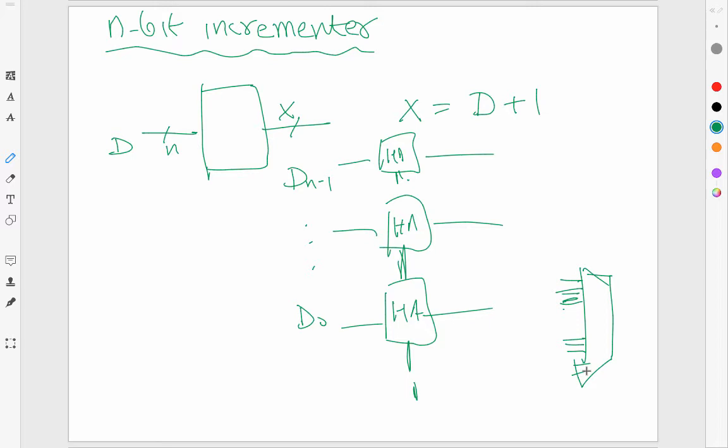In terms of implementing it, you just use n multiplexers and tie the selects together. Okay.